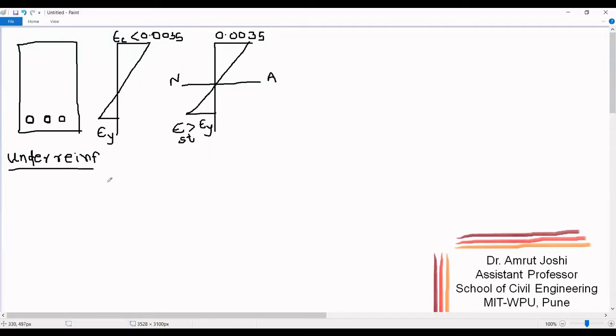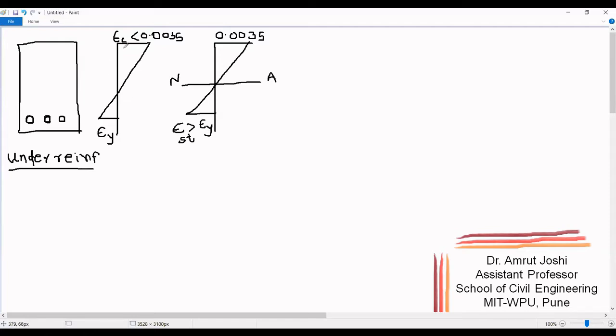So for the under reinforced section, steel is provided in such a quantity that when the steel on the tension side reaches its yield strain, at that time the extreme compression fibers have their strain value less than the ultimate compressive strain of concrete, which is 0.0035. The bending strain distribution diagram looks like this.